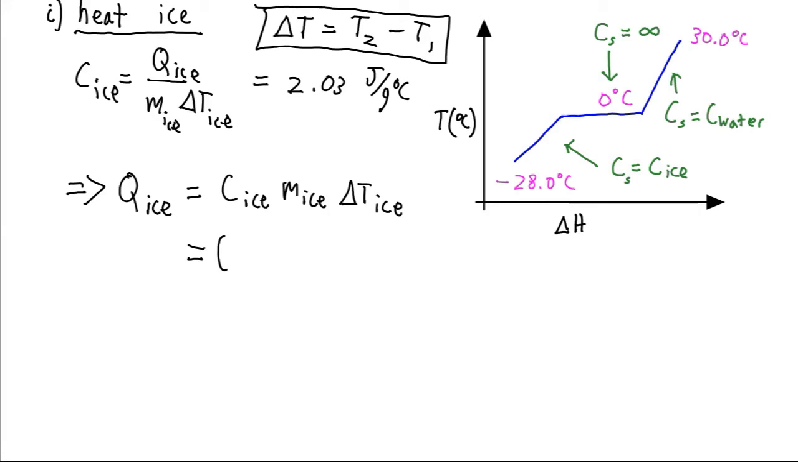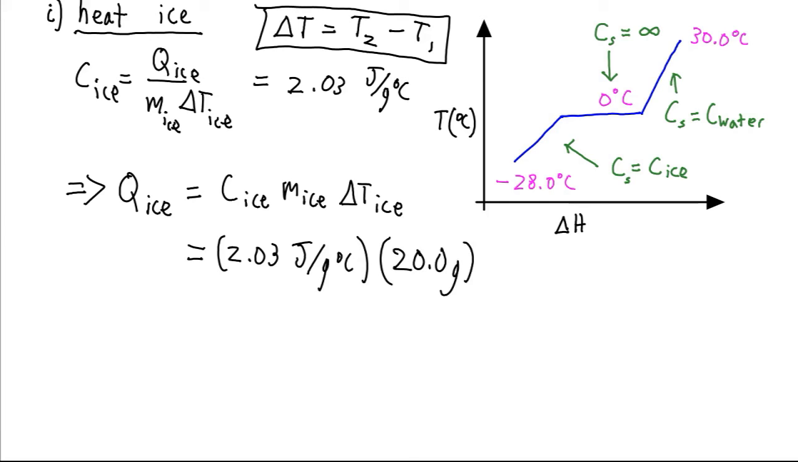All right, so we said that this was 2.03 joules per gram degrees Celsius. The mass of our ice cube was 20 grams. And our change in temperature, we're going to take the second temperature. So that's going to be this 0 degrees Celsius minus our initial temperature, which is this negative 28 degrees Celsius. 0 degrees Celsius minus negative 28 degrees Celsius.